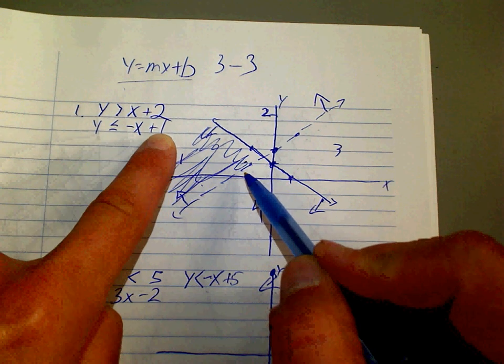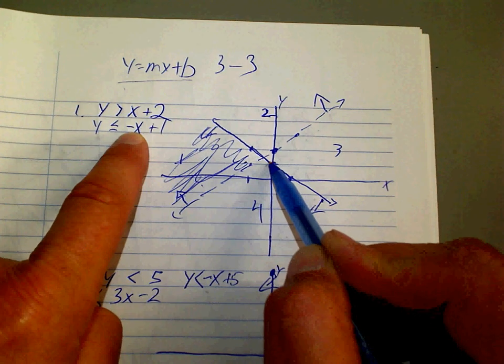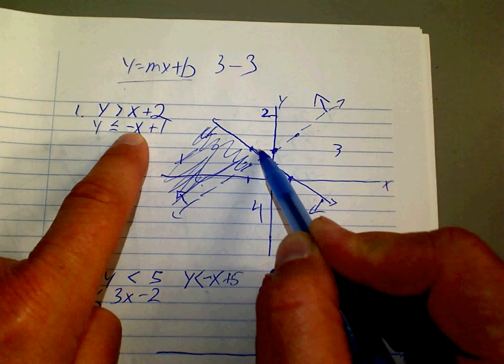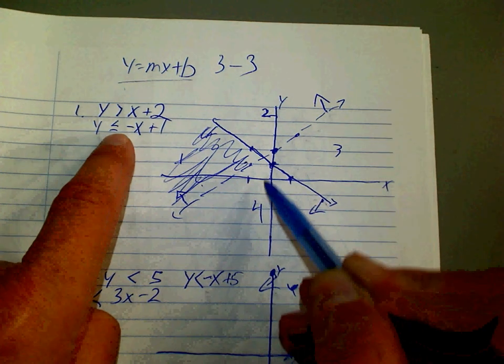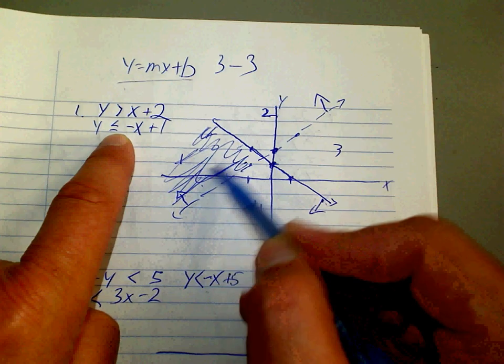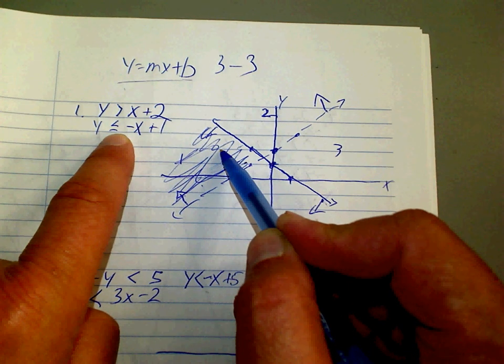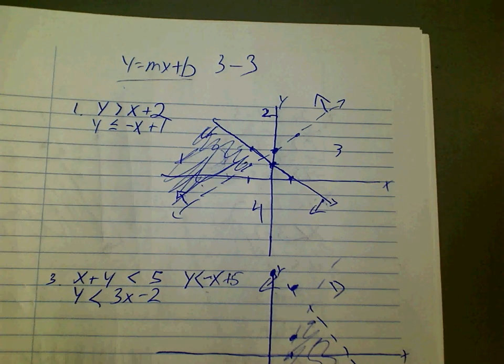This next line has a y-intercept of 1 and a negative 1 slope. That's down 1, right 1, or up 1, left 1. It is solid because of the equal to sign, and it's shaded below. So below the solid line, above the dashed line, put your solutions right there. That's number one. Everybody say you got it.